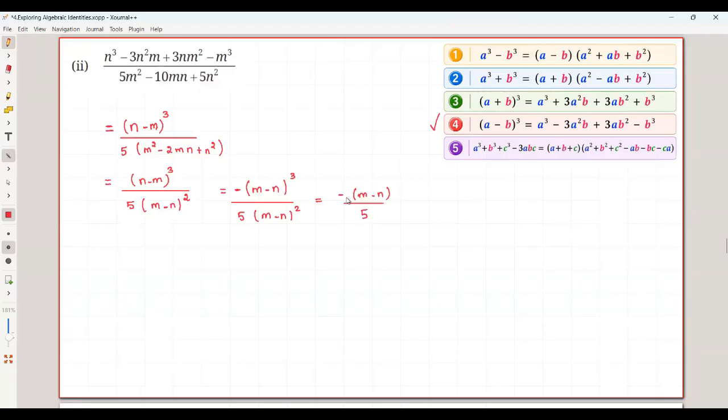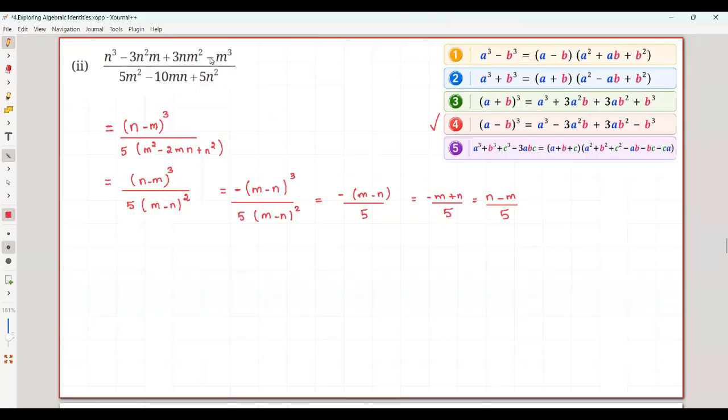Okay. So again, just multiply minus with inside and remove the bracket. If I multiply minus with inside, this will become minus m plus n, just divided by 5. So the final answer is n minus m divided by 5. Okay, this is our final answer, n minus m divided by 5.